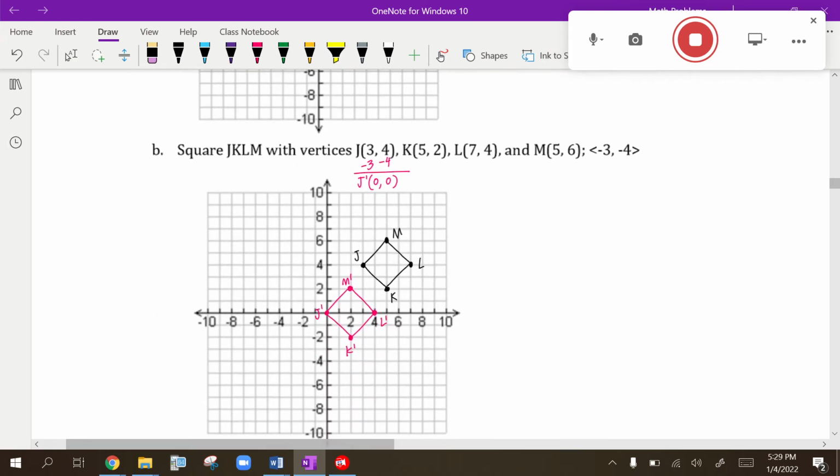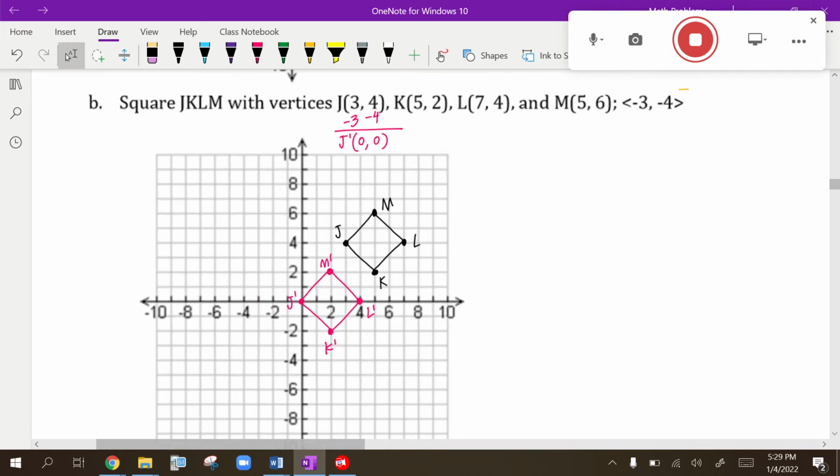Let's do another one together. This one, our vector has some negative values. The first value tells you what to do horizontally. Since it's negative, I know to go left 3. The second number tells you what to do vertically. Since it's negative, I know I should go down 4. So for every single point, once I have them plotted, I'll go left 3, and then I'll go down 4. Again, it doesn't matter if you do left or down first, and you repeat the process for every single point.